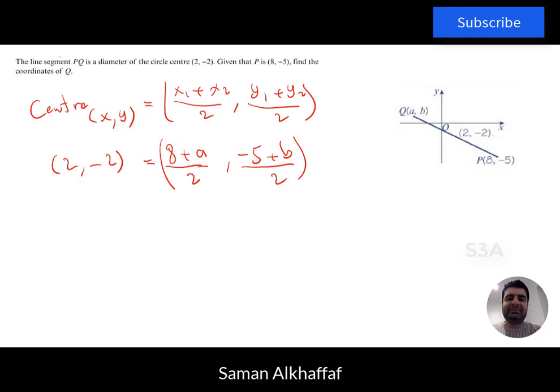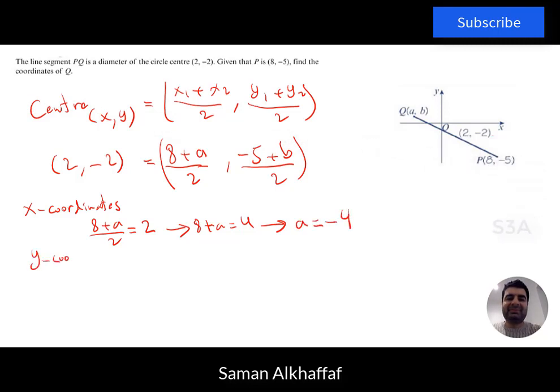And now we will equate these equations to each other. So we will equate the x coordinates to each other. So that will give us 8 plus a over 2 equal 2. So that will give us 8 plus a equal 4. So that will give us in this scenario the 8 moving to the other side, so a will be -4.